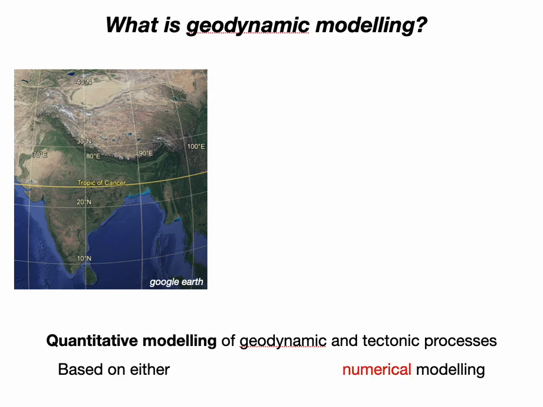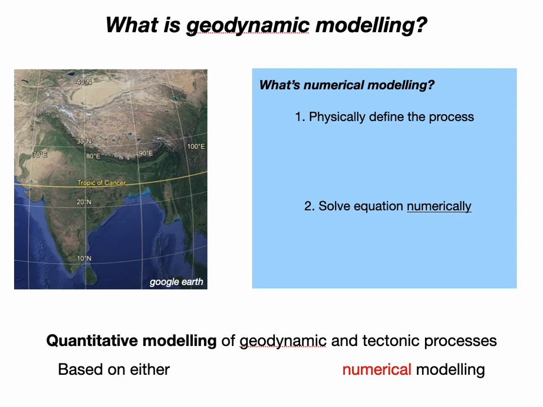A third type of model is the numerical model. What does a numerical model consist of? It's actually very close to the analytical model we were discussing before. First, we need to physically define a process. The difference here is that we are going to look for a solution, but numerically, we are going to find an approximation, a good approximation, of the mathematical solution of the problem.